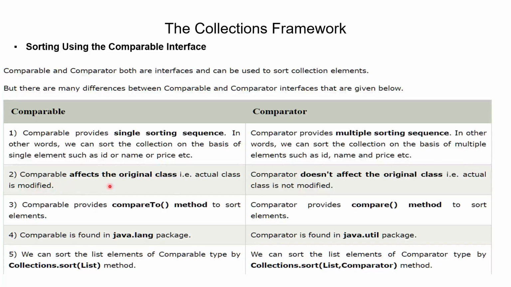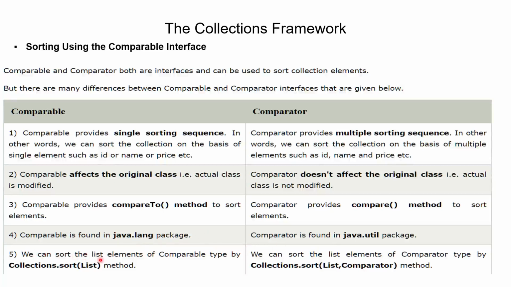Comparable affects the original class, i.e. the actual class is modified. Comparator doesn't affect the original class, i.e. the actual class is not modified. Comparable provides a compareTo method to sort elements. Comparator provides a compare method to sort elements. And comparable is found in the java.lang package, whereas comparator is found in the java.util package. So we have to make sure we import the right packages.